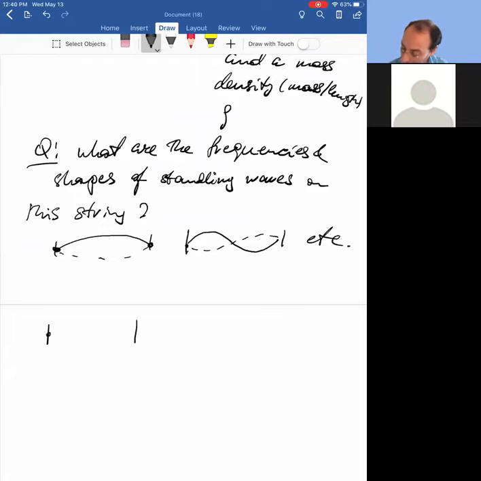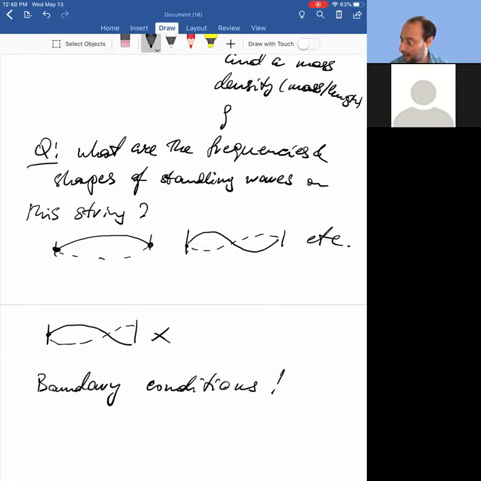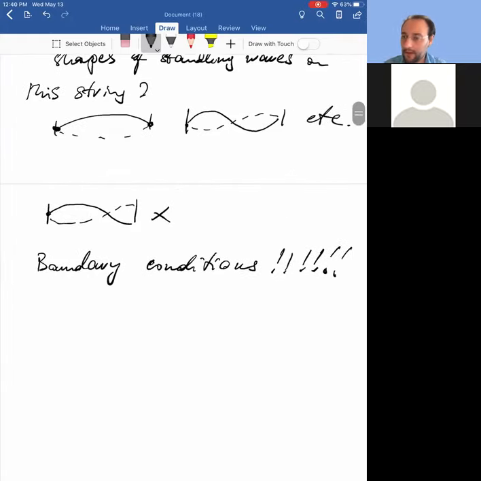So this kind of shape doesn't work because it doesn't obey boundary conditions. Boundary conditions are an extremely important thing to keep in mind, okay? So only these forms of standing waves are allowed because of those boundary conditions, okay? So these are allowed.